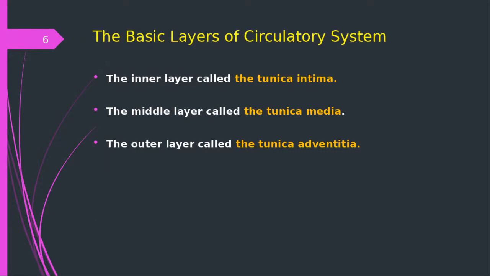Now there are basic layers. What are the basic layers of the circulatory system? The inner layer, you have to remember, is called tunica intima, the middle layer is tunica media, and the outer layer is tunica adventitia. So that has to be remembered.